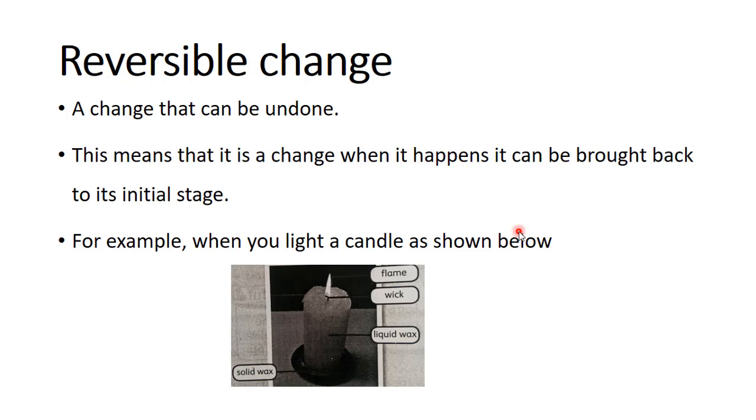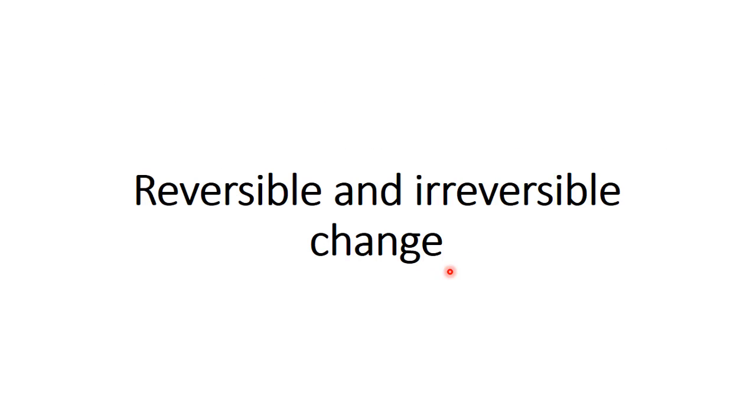Hello students, this is grade 5 science lesson number 7, which happens to be the last lesson from the topic we have been looking at, which is states of matter. So the lesson topic is reversible and irreversible change.